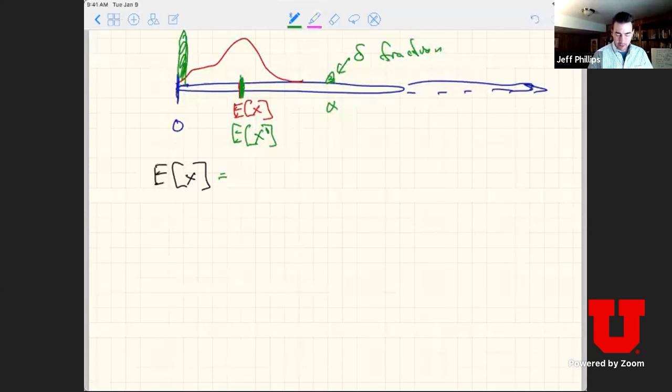So it's either going to take a value of 0, in which case I multiply it by the probability that x is equal to 0. This is the green distribution, the most extreme case. Plus it takes on a value of alpha, times the probability that x equals alpha.